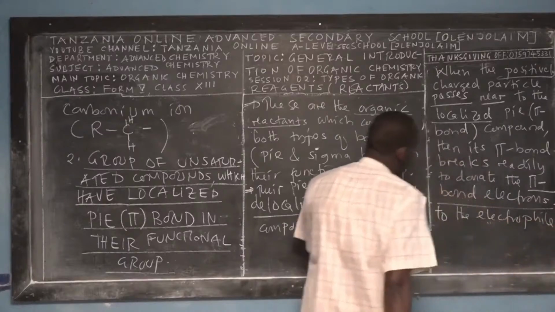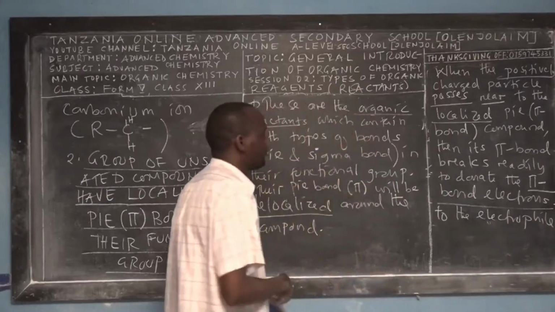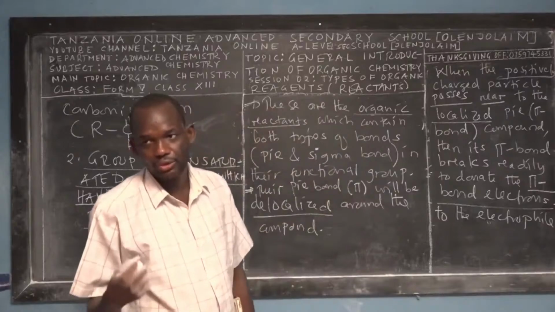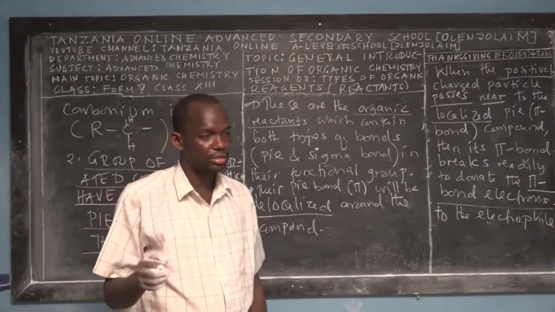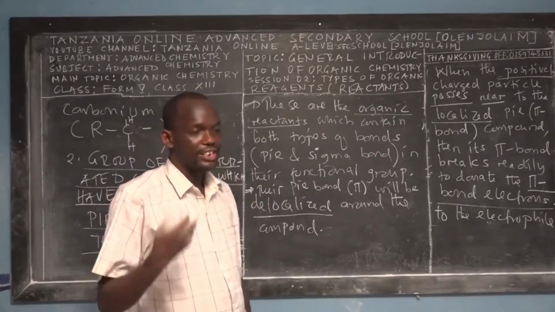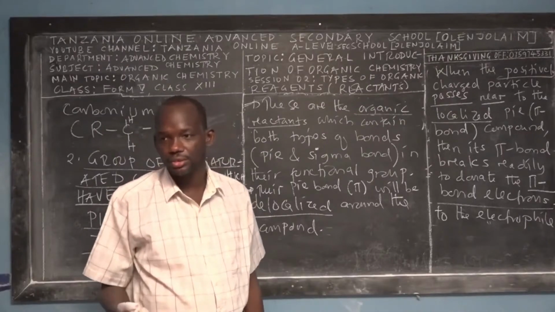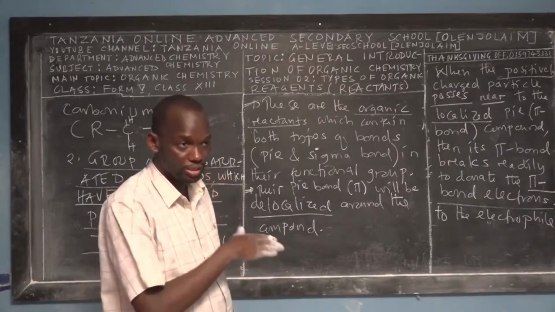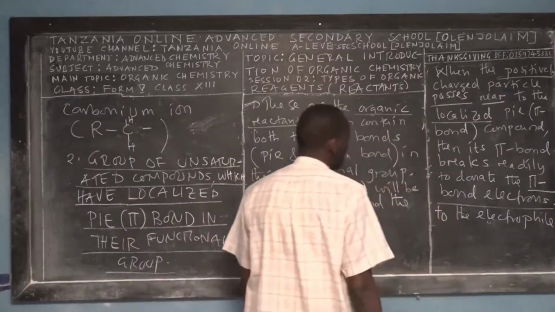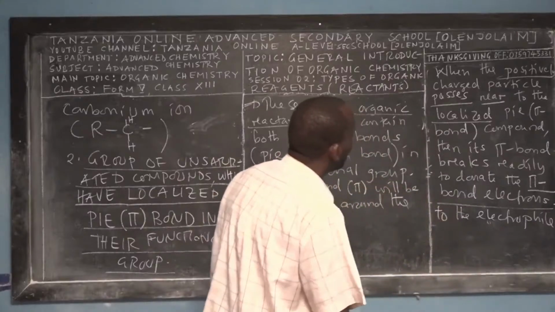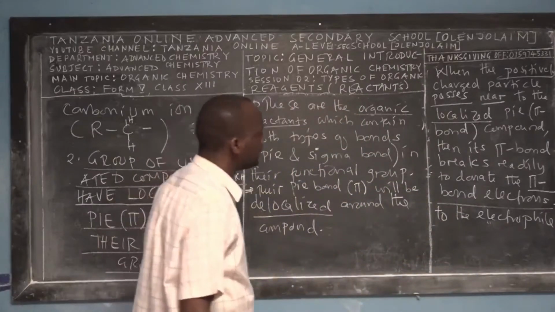To the electrophile. Nucleophile is a fundamental type of organic reactant. That's why we are spending much time on learning it, more than even electrophiles and free radicals. Organic free radicals and organic electrophiles are few compared to nucleophiles. So that's why we are spending much time, right? So understand that. To the electrophile. So that's what happens, right?